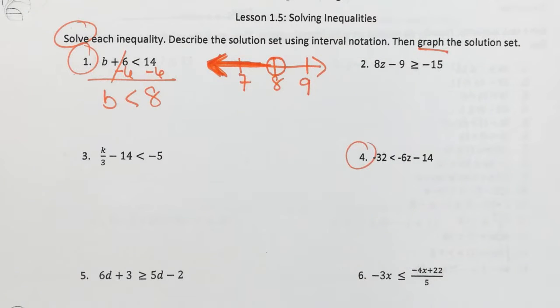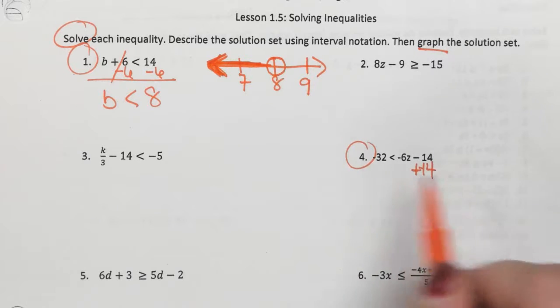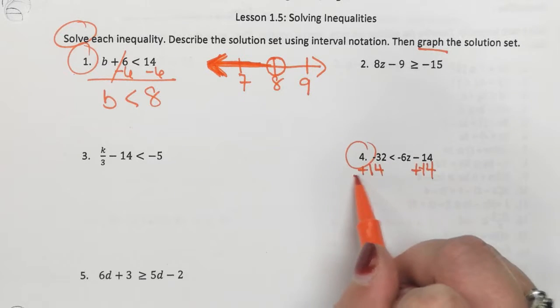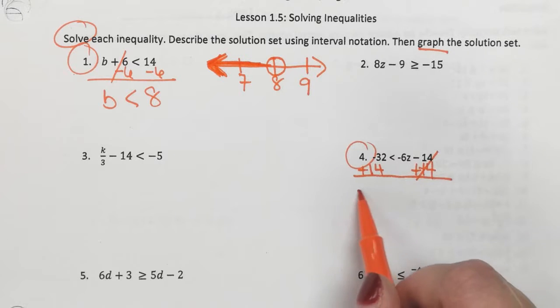All right, what about number 4? What can I do first? There you go. All right, so that's negative 32 plus 14. How much is that?